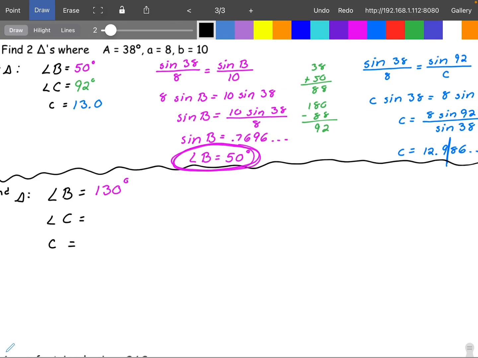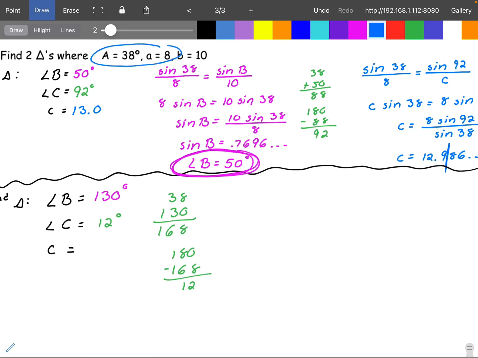So then, knowing that angle A is 38 degrees and my new angle B is 130 degrees, then I'm going to take that angle A plus my new angle B. I'm going to add that together, which is 168. Then I'm going to subtract that 168 from 180, because all angles add up to 180, and that gives us 12. So angle C in the second triangle is 12 degrees. Now the only thing that's left for us to find is little c.